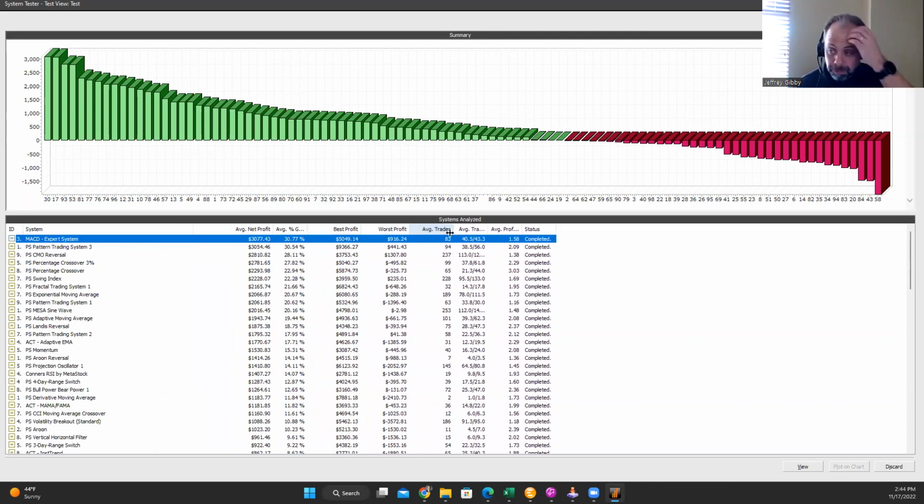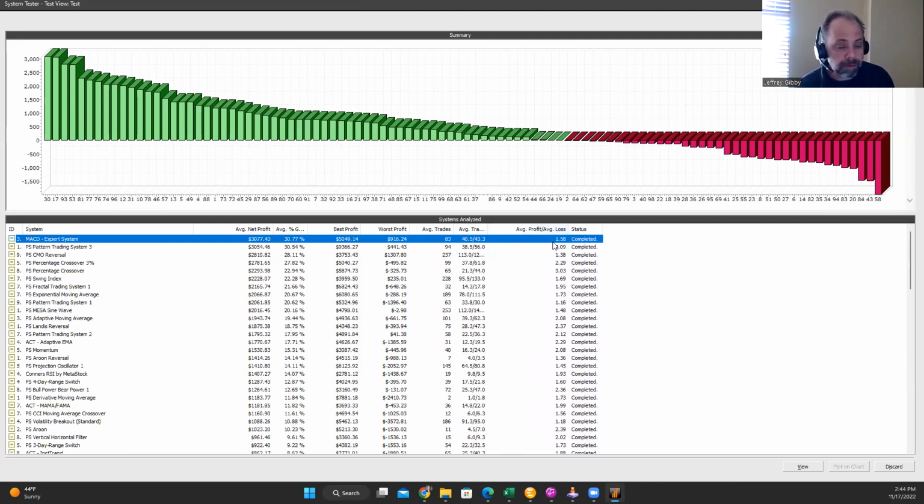On average, per stock, it actually was pretty active. Over 2 years, it traded 83 times, which means over 1 year, it traded about 41.5 times, which is quite a bit in any given year, especially if that's per stock. For every dollar, this is your average profit versus your average loss. For every dollar we lost, we gained $1.58 on a profitable trade. So that's what that means, okay?